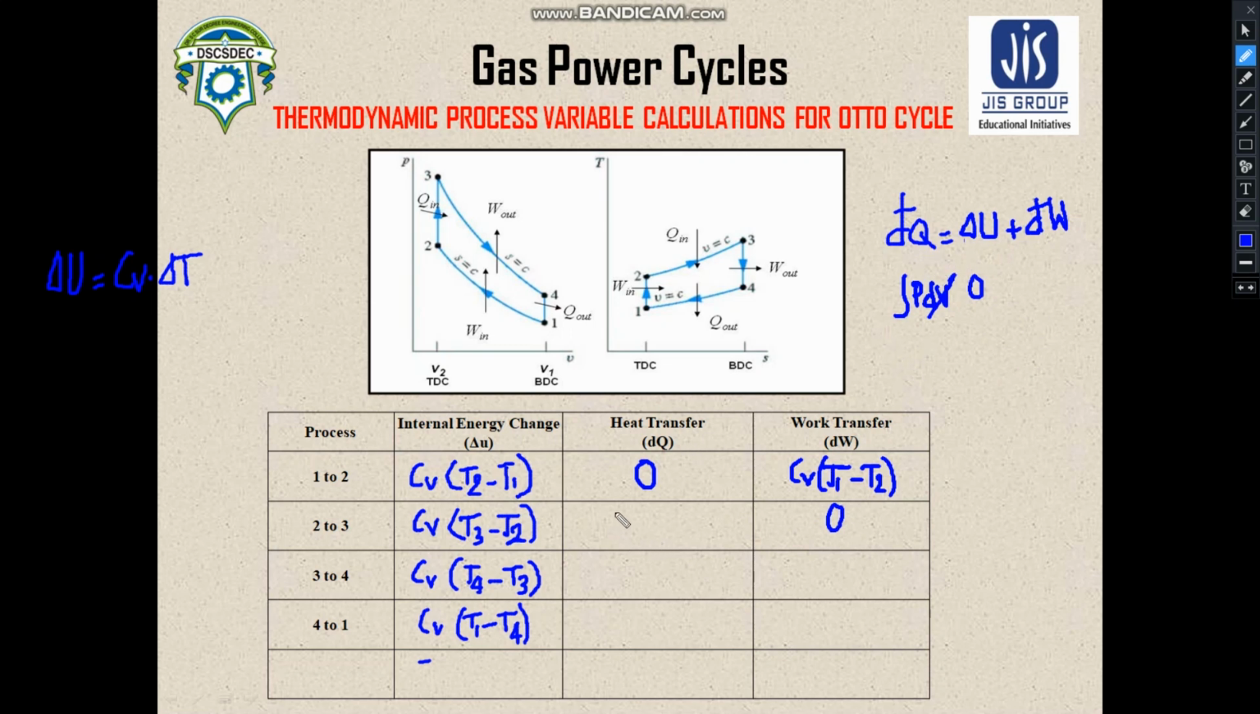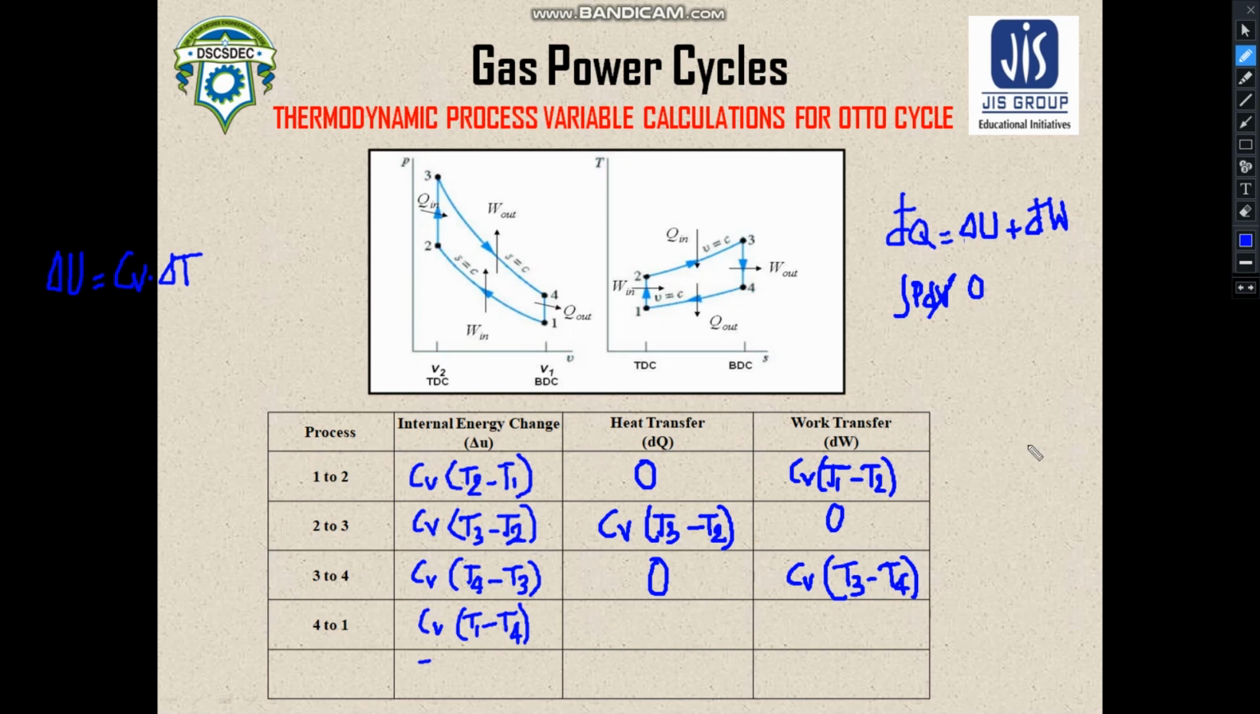So you can write Cv into T3 minus T2. Very simple thing. Now again, for process 3 to 4, it is an adiabatic process, so there will be no heat transfer. And if this is 0, the dW becomes minus of delta U, so it can be written as Cv into T3 minus T4. Now I would request you to go on analyzing the signs.